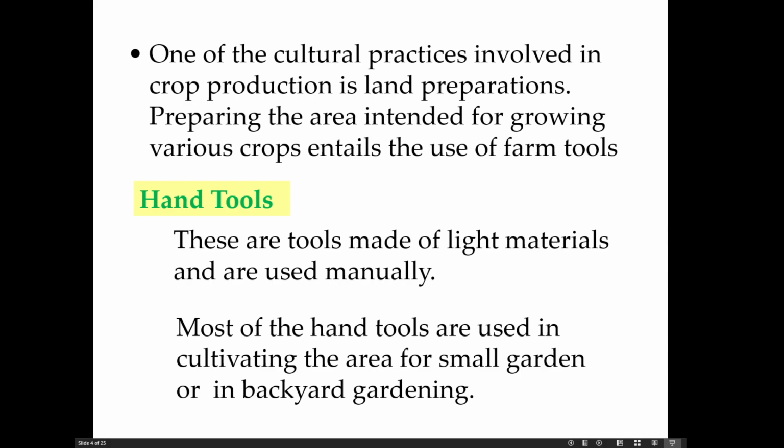And also, one of the cultural practices involved in crop production is land preparation. Preparing the area intended for growing various crops entails the use of farm tools. So, ang isa sa pinaka-essential, one of the most important things to do is to prepare the land.